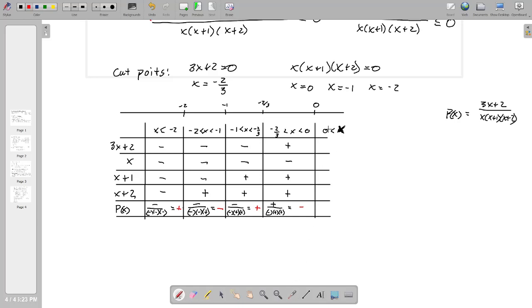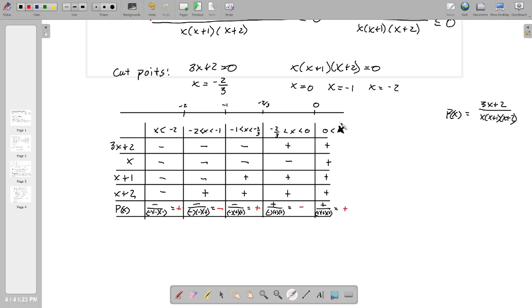Okay, last one, if x is bigger than 0. If x is bigger than 0, you can pick 1,000, anything that you really want. That will make this positive, this positive, this positive, this positive. So we end up with a positive, the 3x plus 2 is a positive value, divided by a positive times a positive times a positive, which gives us a positive number. So this polynomial, p of x, is positive on the interval when x is bigger than 0.